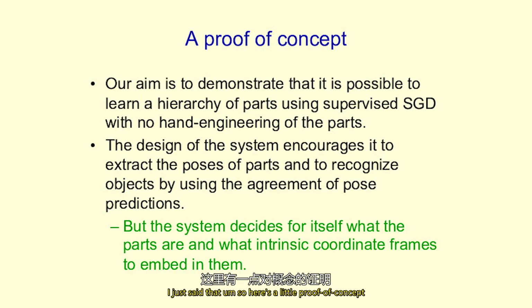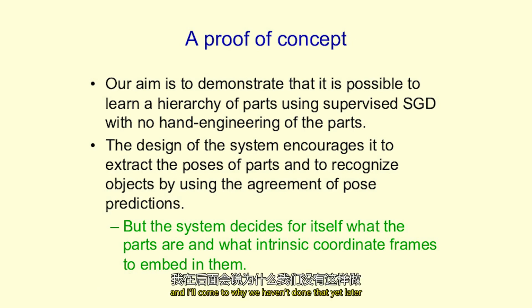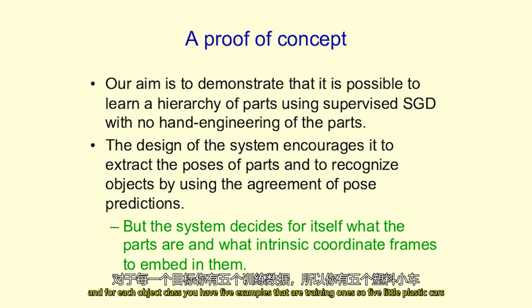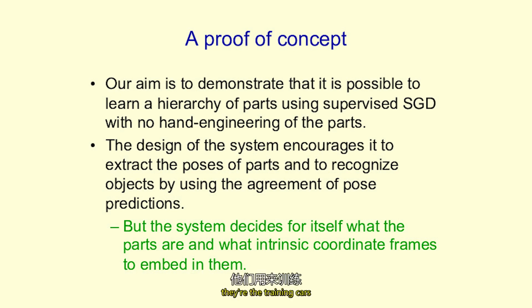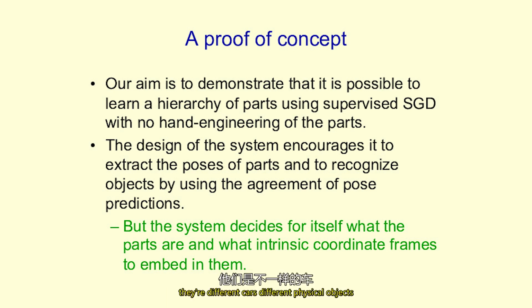So here's a little proof of concept. We thought that once we got this working, we could then scale it up to something bigger. And I'll come to why we haven't done that yet later. So it's a task created by Yann LeCun, which is you take little plastic toys that you buy in a toy store, and for each object class, you have 5 examples that are training ones. So 5 little plastic cars, they're the training cars. You have 5 different ones that are going to be the test cars. They're different cars, different physical objects.